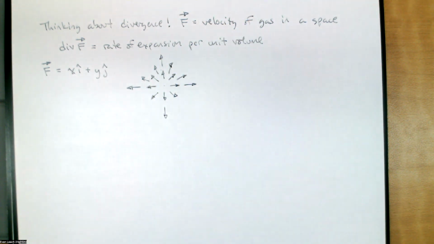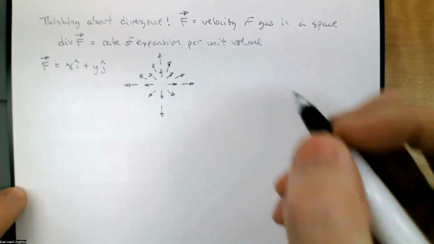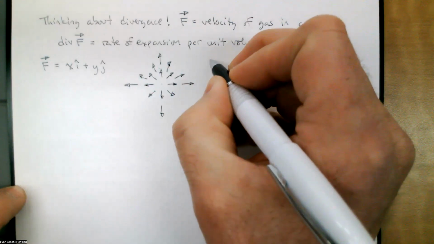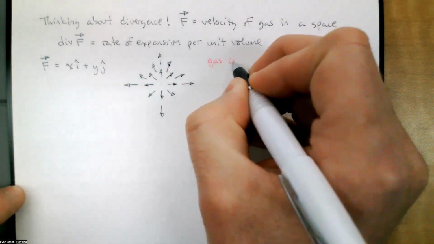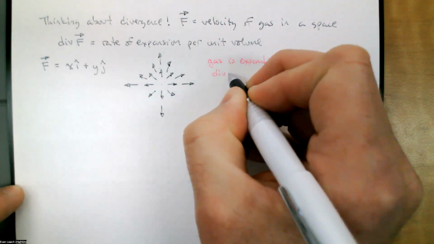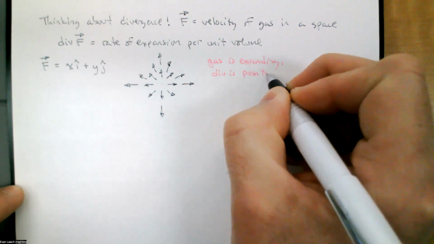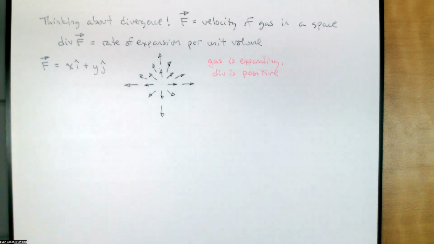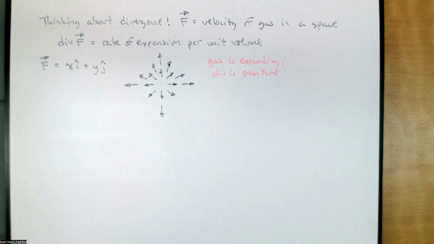But by drawing this, we can see everything moving away from the origin. This gas is expanding, so we would suspect that the divergence should be positive. We think the divergence looks positive because it looks like this gas is expanding. If we calculate the divergence, that means we should get a positive value.